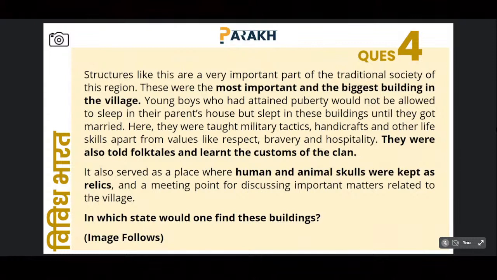Young boys who had attained puberty would not be allowed to sleep in their parents' house but sleep in these buildings until they got married. Here they were taught military tactics, handicrafts, and life skills apart from values like respect, bravery, and hospitality. They were also told folk tales and learned the customs of the clan. It also served as a place where human and animal skulls were kept as relics and a meeting point for discussing important matters related to the village. In which city would you find these buildings? There is an image which follows this question.